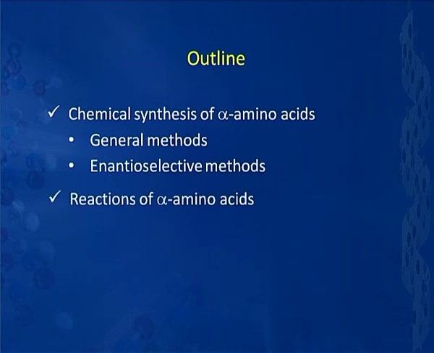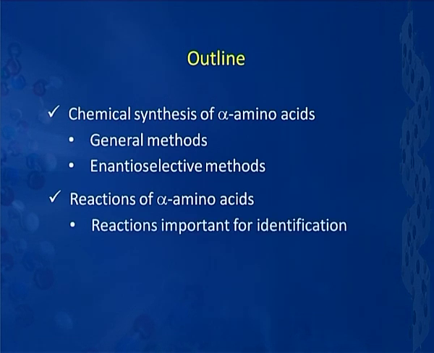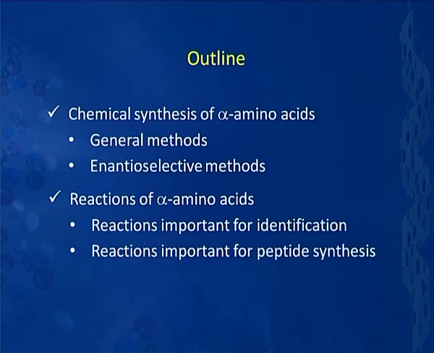Having done that, we will move on to the reactions of alpha amino acids. Here again, we will put them into two groups. First, we will discuss the reactions which are important for identification of alpha amino acids, and then we will talk about certain reactions which are useful for the peptide synthesis part, which we will be taking up in the next session. And towards the end, we will try to sum up what we do in today's session.